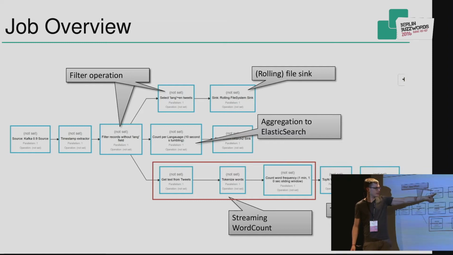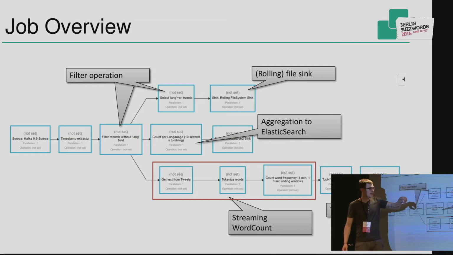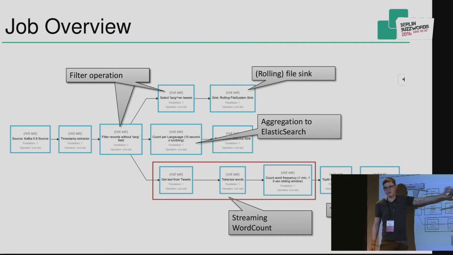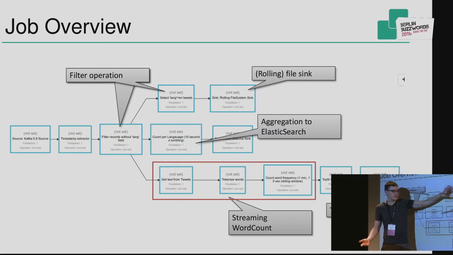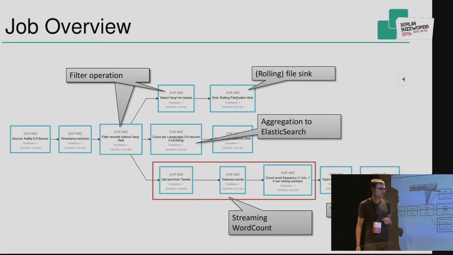So I'm filtering on the field language equals English. And then I'm writing this to a rolling file sink. So in the cluster, you would use HDFS or Amazon S3. Or you can also use a local file system like I do in my demo.